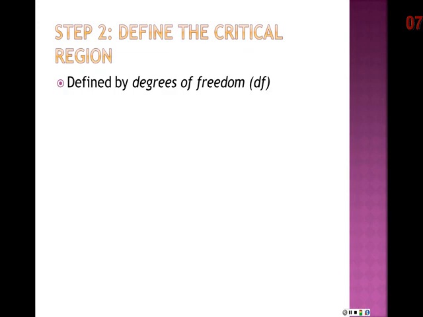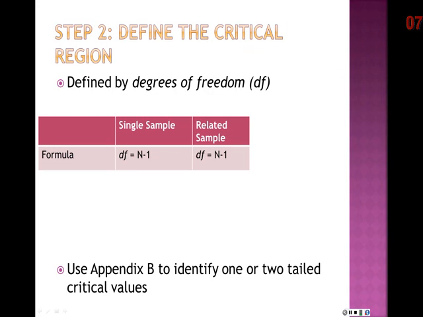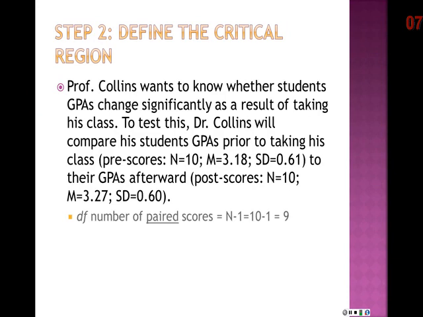First, we have to define the critical region. And this is defined by the degrees of freedom. And so, as you can see here, the related sample degrees of freedom is the same as the single sample degrees of freedom. It's df equals sample size minus 1. And so what we do is we use appendix B to identify one or two-tailed critical values. So in our case, the degrees of freedom is the number of paired scores, right? So our degrees of freedom equals 9 in this case because we have 10 paired scores minus 1.